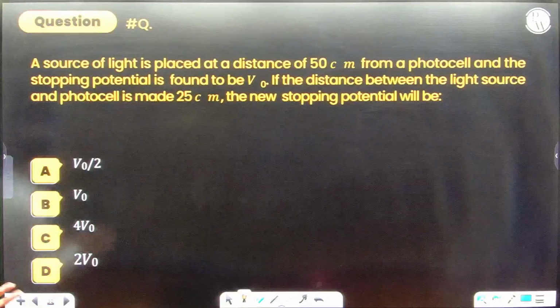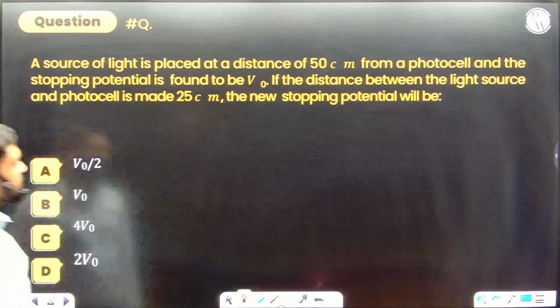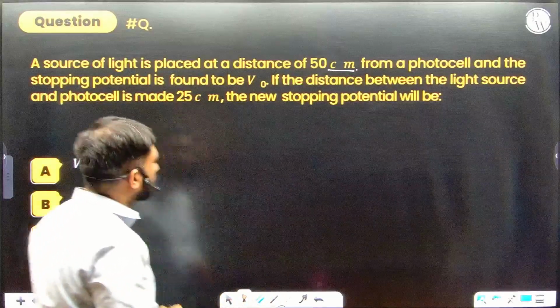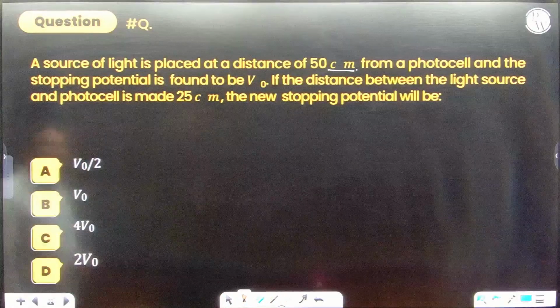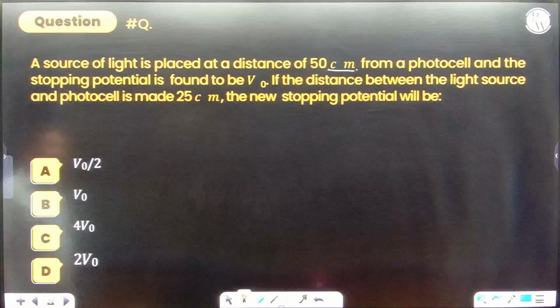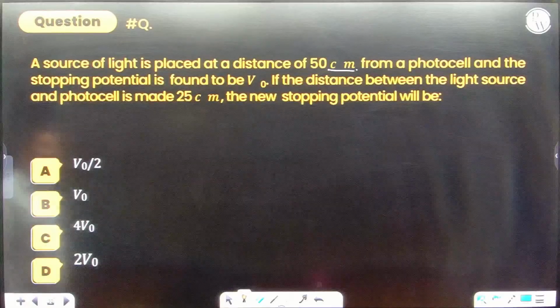Okay, let's check another problem, a lesser calculation. The source of light is placed at a distance of 50 centimeters from a photocell. The stopping potential is found to be V naught. If the distance between the light source and the photocell is made 25 centimeters, the new stopping potential will be.